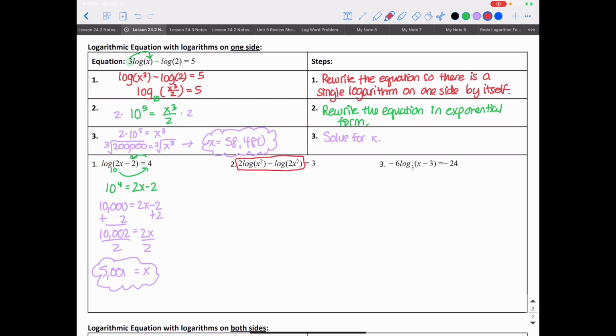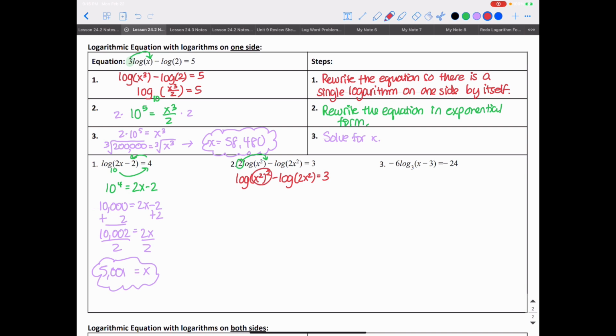I need to consolidate that to 1 logarithm. So I'm going to use step 1, rewrite the equation so there's a single logarithm on one side by itself. I have to get rid of this coefficient. I need to make it an exponent instead. So I'm going to have log of x to the second power raised to the second power minus log of 2x to the second power is equal to 3. I need to make sure I'm distributing.